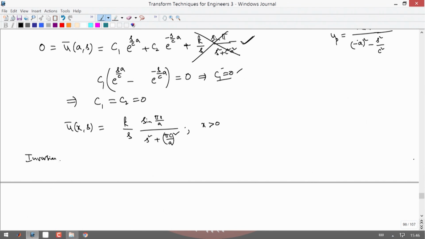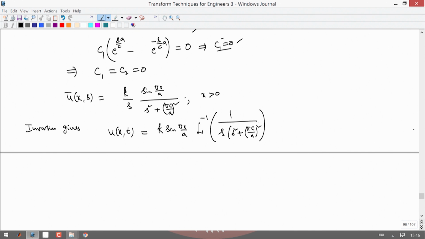Laplace inversion gives u(x,t). This is your solution. Now, this k sin(πx/a) has nothing to do with the s variable. You have the Laplace inversion of 1 over s times (s² plus (πc/a)²). Okay. This you do with partial fractions. If you use the partial fractions, k times sin(πx/a) times L inversion of 1 by s, let us say minus 1 by (s² plus (πc/a)²).